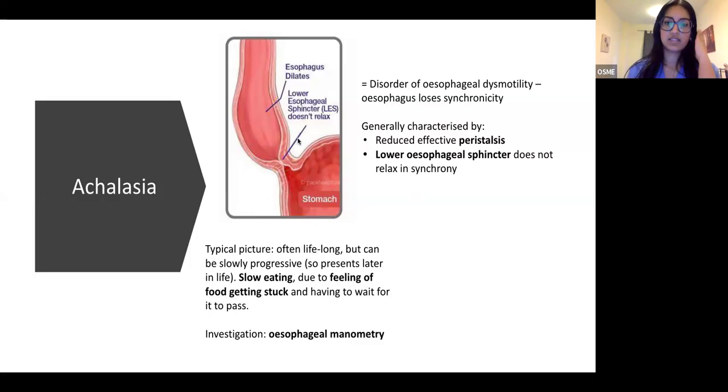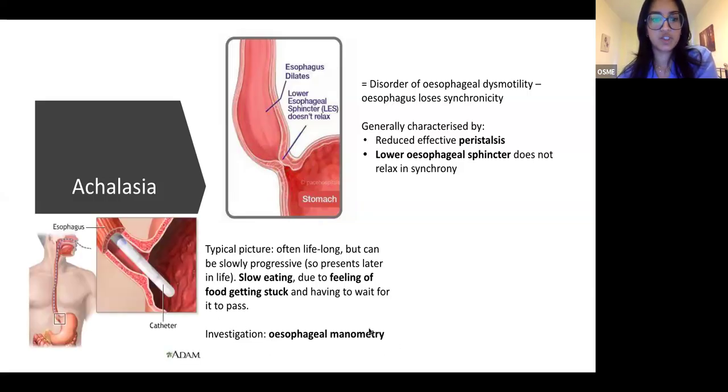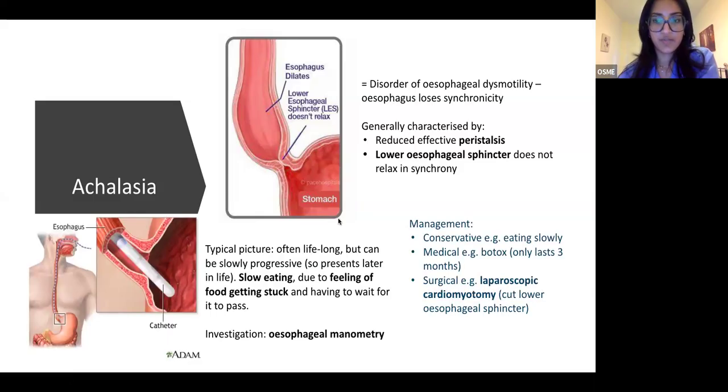And it has this characteristic appearance on a barium swallow as well, like a very broad, wide esophagus and a very teeny sphincter. So it can be lifelong, but it can also be slowly progressive and presenting later in life, like in the 81-year-old lady in the question. And the classic symptoms are slow eating because you feel like the food is getting stuck in your throat and you have to wait for it to pass before you can take another bite. And the main investigation that you do here is esophageal manometry, which is shown here.